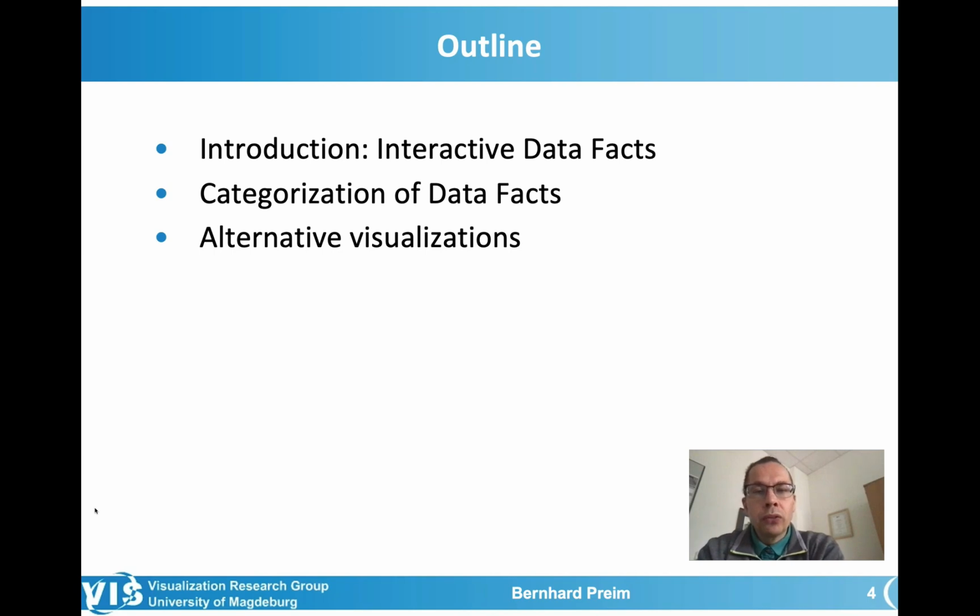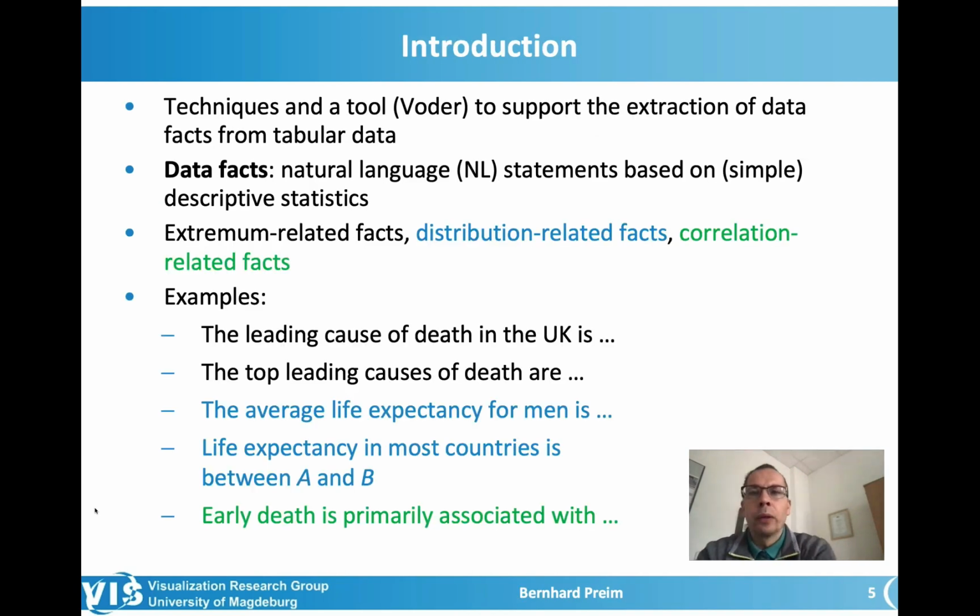So I first want to introduce interactive data facts based on the paper. Then they are categorized and used for interpretation. I will also show what they call alternative visualizations. So basically, when the user of the tool that the authors present here, that's called VODA, the users of this VODA tool can specify the type of visualization that they want to create, and then get a list of alternative visualizations to further facilitate this authoring process.